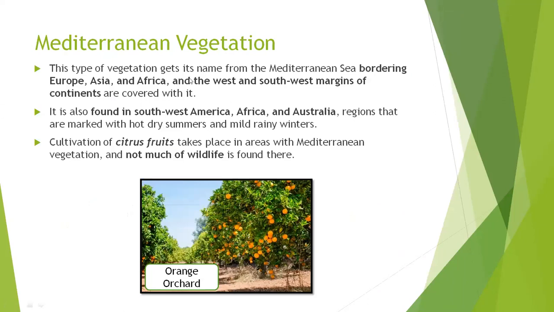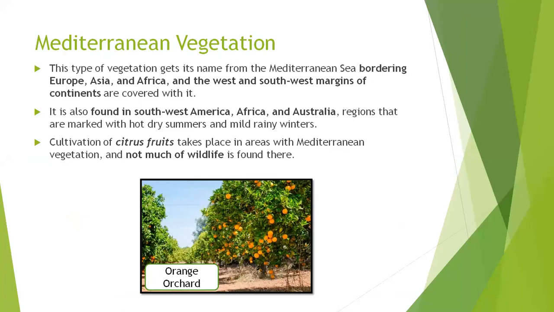This type of vegetation gets its name from the Mediterranean Sea bordering Europe, Asia and Africa, and the west and southwest margins of continents are covered with it. So this type of vegetation, Mediterranean vegetation, gets its name from the Mediterranean Sea. Okay, it is named after the Mediterranean Sea in the northern hemisphere. And normally it is surrounded by Europe, Asia and Africa.